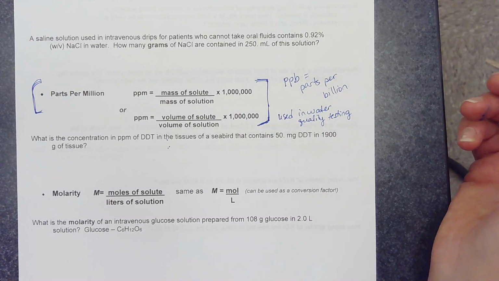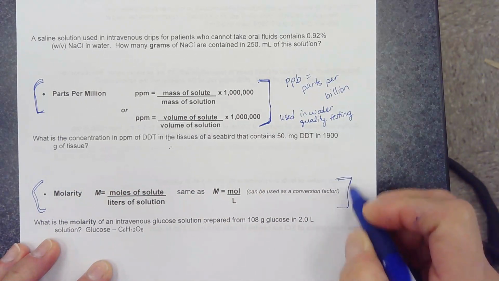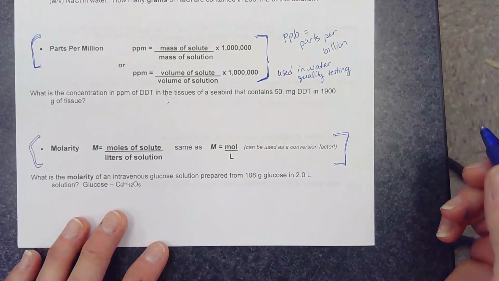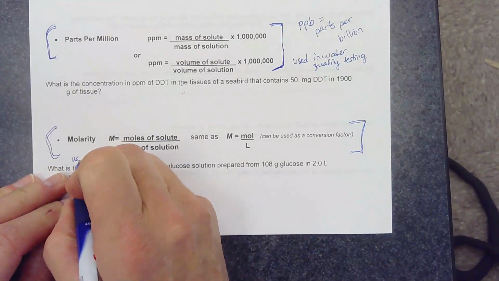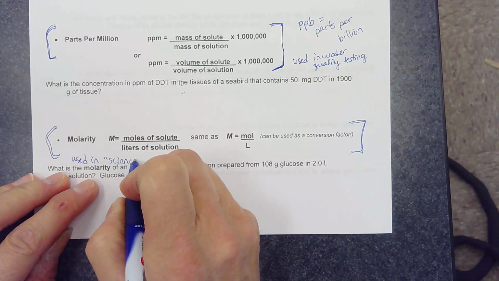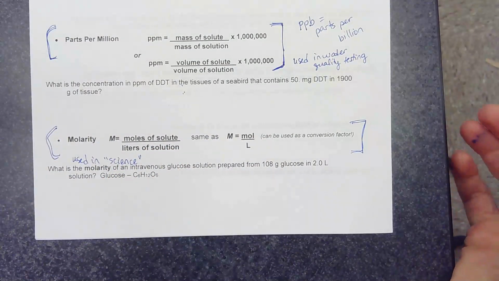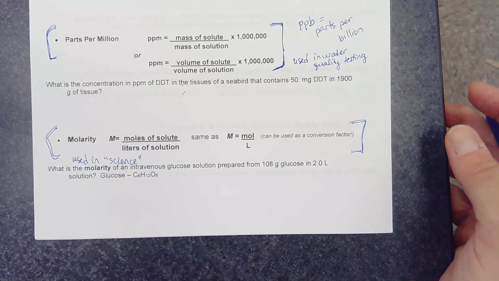You will see that. All right, molarity is the last method of measuring concentration that we are going to use, and molarity is used in, and I'm just going to put science in quotes. It's not something you're going to see much of in the outside world, but you will see it in science classes, in science professions. As a chemist, I would use only molarity.